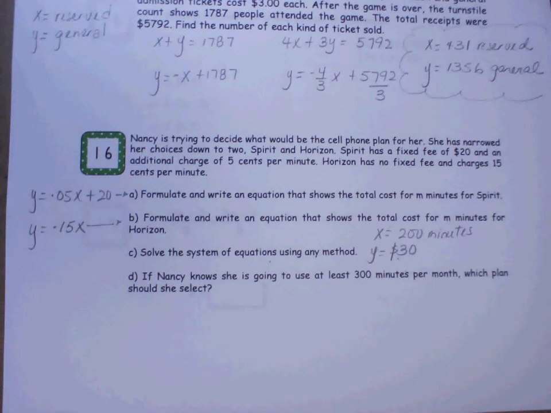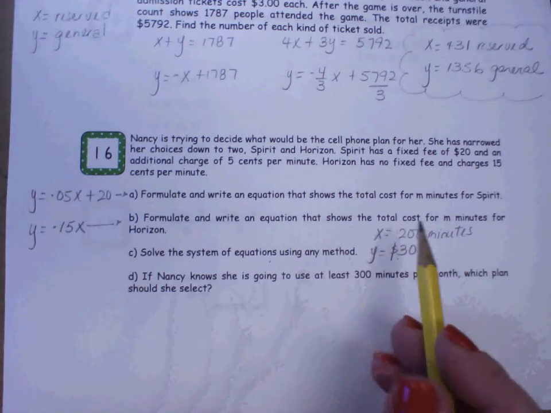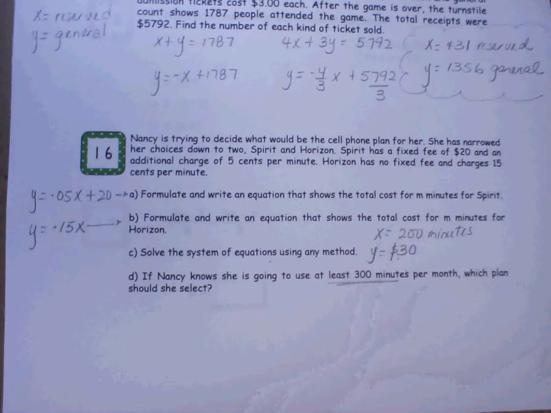All right, if Nancy knows she's going to use at least 300 minutes, which plan should she select? Strategies. Plug it in. When I go to the table, I'm not going to that big number. What is this? X or Y? X. So that means when X equals 300, what is Y for both of them? So for Spirit, it would be 0.05 times 300 plus 20. And for Horizon, it would be 0.15 times 300.